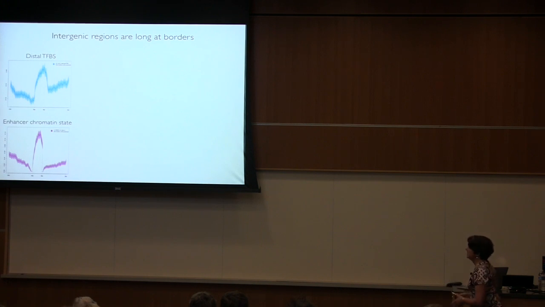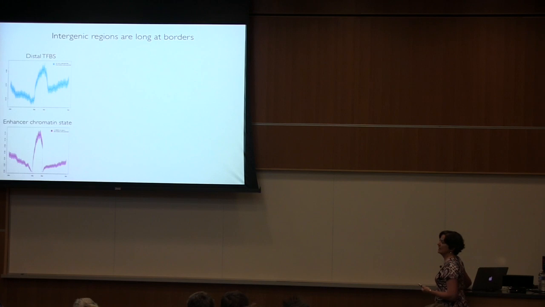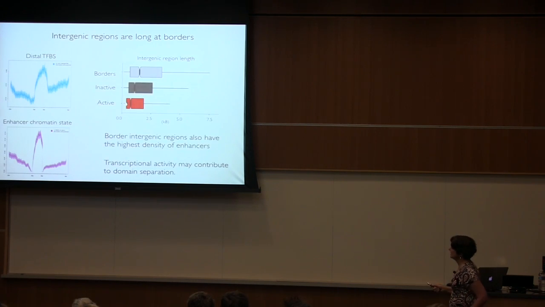Okay, so I just want to come back now to looking at the intergenic regions that I told you have, at the border regions, the transcription factor binding sites and enhancer chromatin states enriched in the border regions relative to the inactive or the active regions. And so we wanted to explore what might be different about border regions compared to these others. And since transcription factor binding sites and enhancers are transcriptional regulatory elements generally, and these often are found in intergenic regions, we decided to compare intergenic region length to see if they look different in border regions compared to inactive or active regions. And indeed, we found that the intergenic regions in borders are significantly longer than those in the inactive domains or in the active domain.